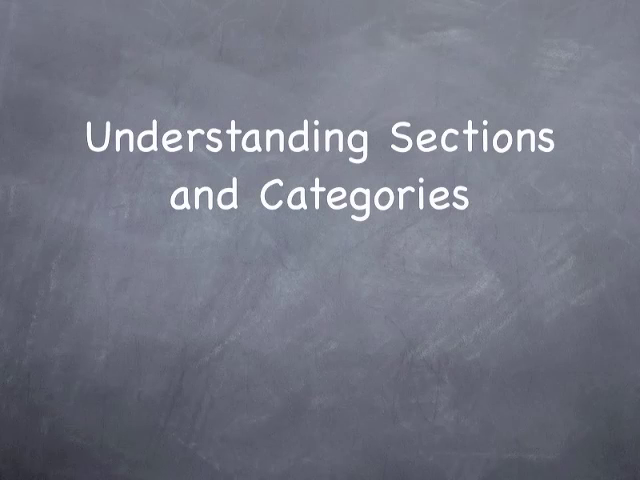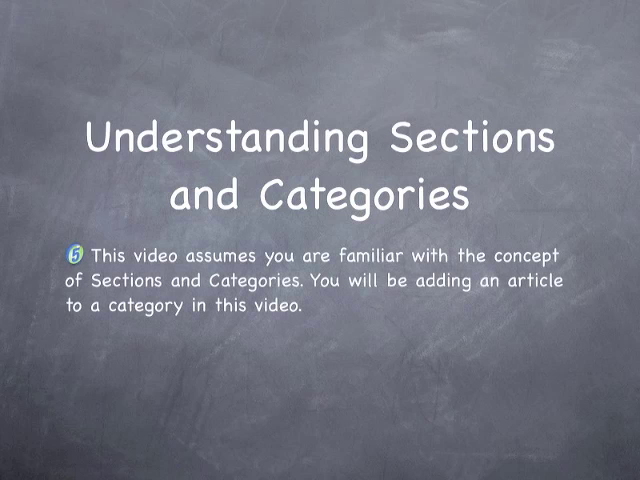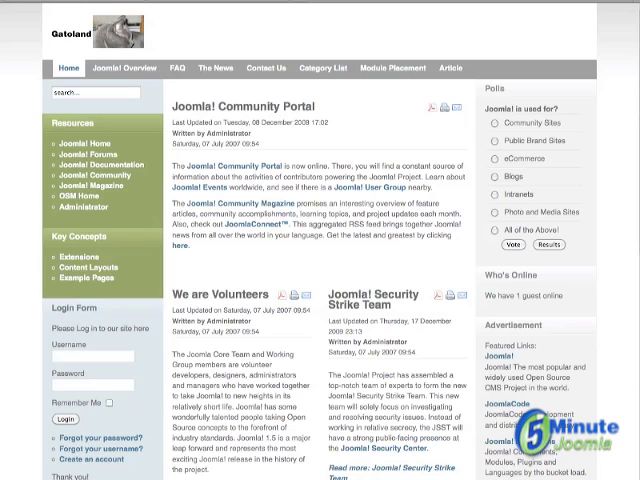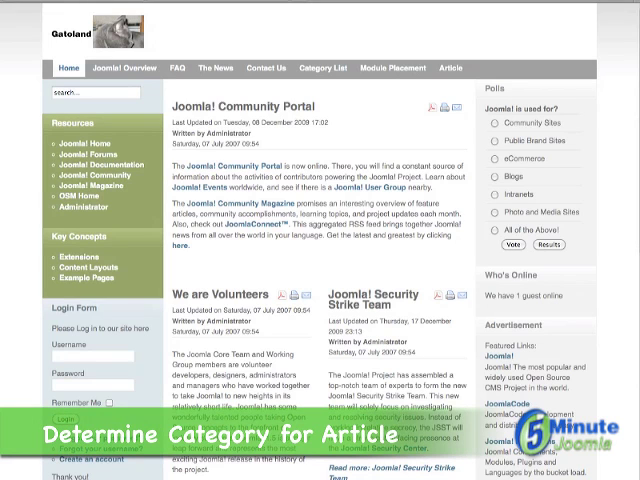The next thing I will show you is how to add an article to a category. Now, the concept of sections and categories are explained in a different video, so for now, it is assumed that you understand these. To place an article in a category, you will first have to decide which category you would like to put it in.